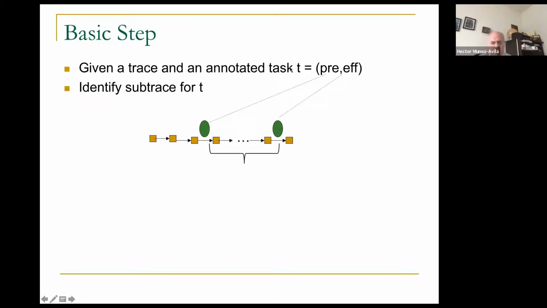And obviously, you may have different parts of the trace where these preconditions and effects are satisfied, and you may have multiple tasks, so you have that kind of overlapping there. But for now, the basic step is you're going to annotate tasks, the preconditions and effects, you're going to trace, annotated with intermediate states, and then you will identify using the preconditions a state where the preconditions are valid and a state where the effects are valid, and then one will say, okay, this subtrace here accomplishes that task.